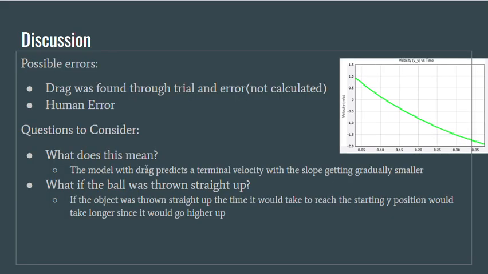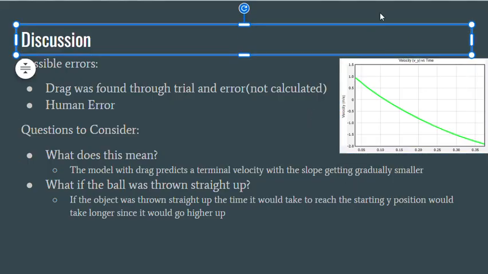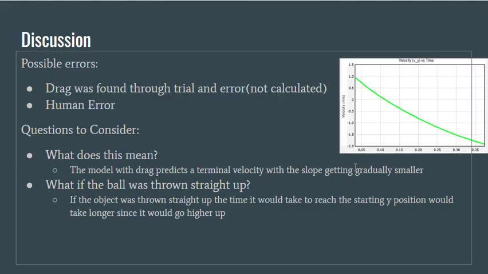What does this mean? The model with drag predicts the terminal velocity, with the slope getting gradually smaller. As you can see, this was with drag on the right here. And the velocity is going down and getting gradually smaller as it reaches zero, or here it goes past zero, as it goes down.